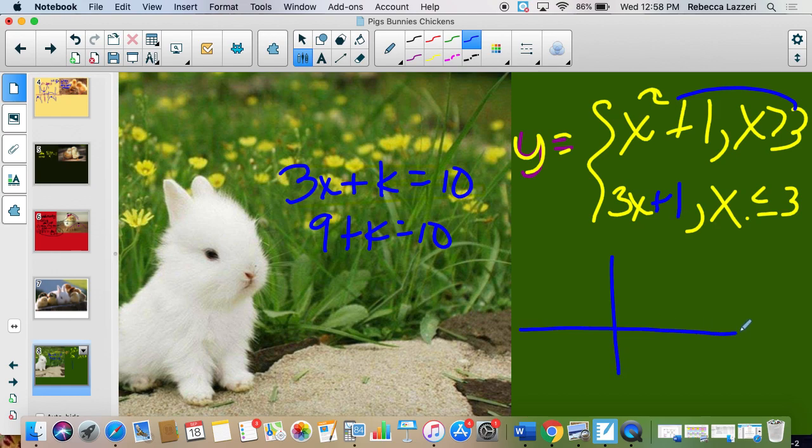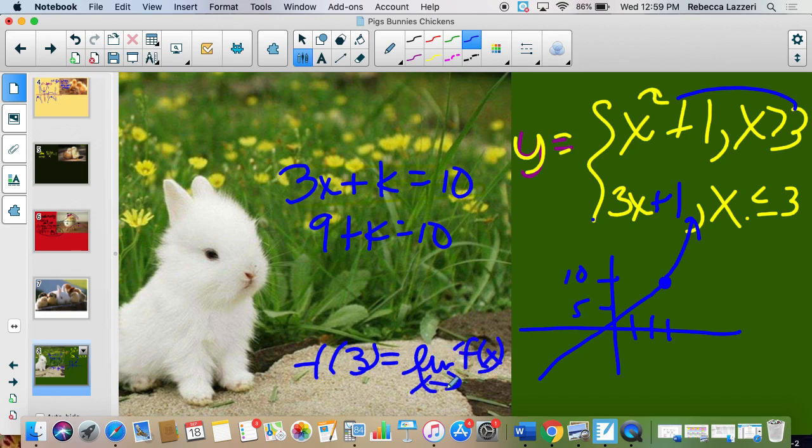All right, so now, if I graph x squared plus 1 when it's greater than 3, here's 5, 10. It goes like this, and 3x plus 1 comes in like this, and it looks like it also ends at 10, doesn't it? Okay, so is there an f of 3? Is there a limit of f of x as x approaches 3? Yes. So it passes the first two statements, so I can just say f of 3 equals the limit of f of x as x approaches 3. It is continuous, okay?